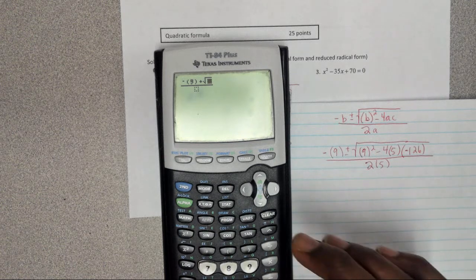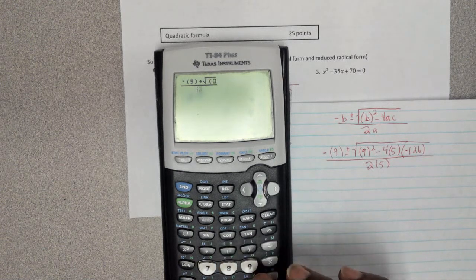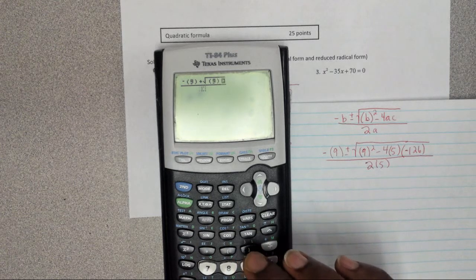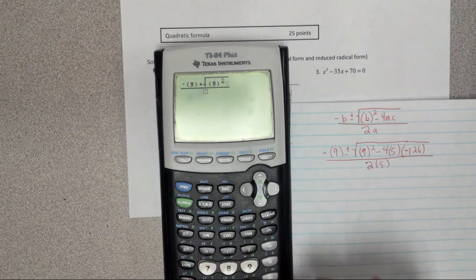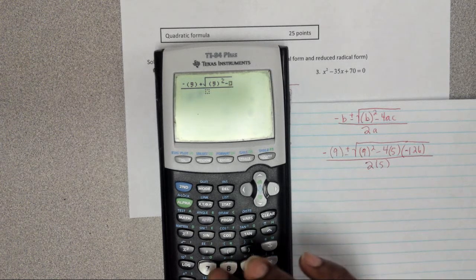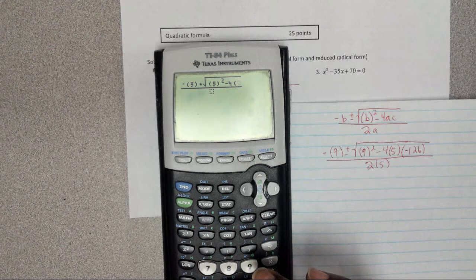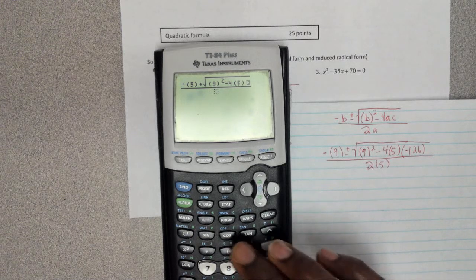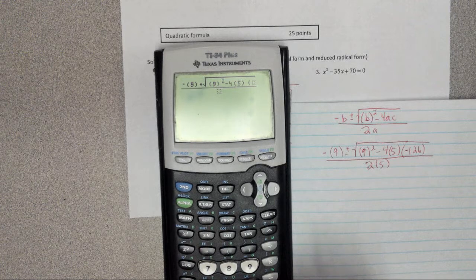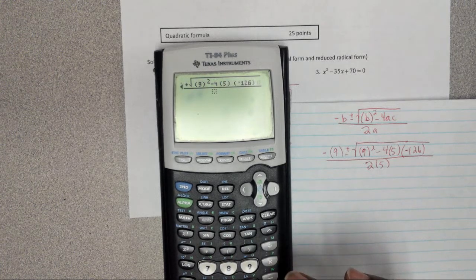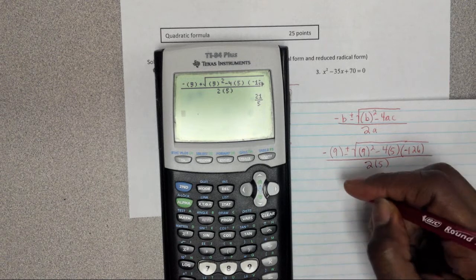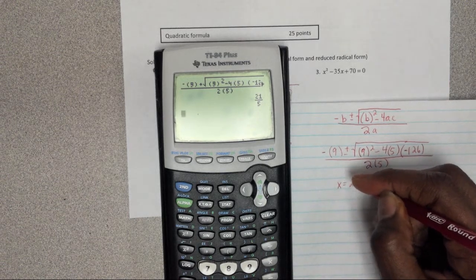Then I'm going to put open parentheses, 9, that's my B, close parentheses, squared, minus, not negative, 4, open parentheses, 5, close parentheses, open parentheses, negative 126, close parentheses. Then I go down to open parentheses, 5, close parentheses. Now I hit enter. I get 21 over 5. X equals 21 over 5.